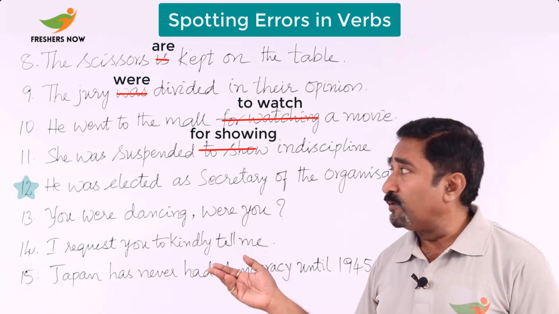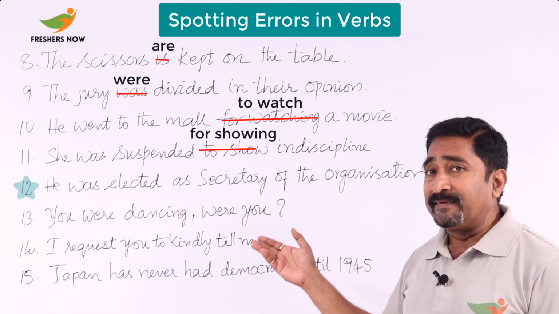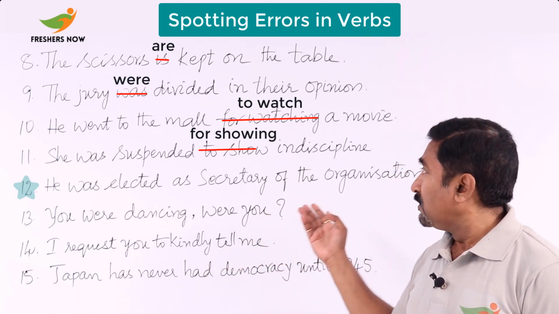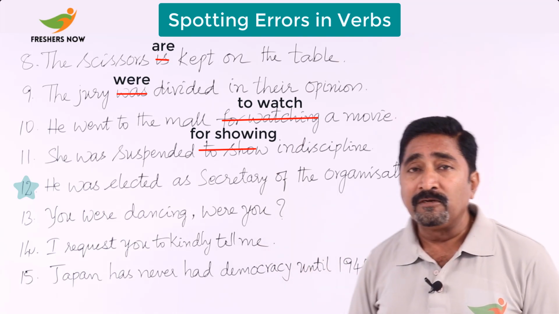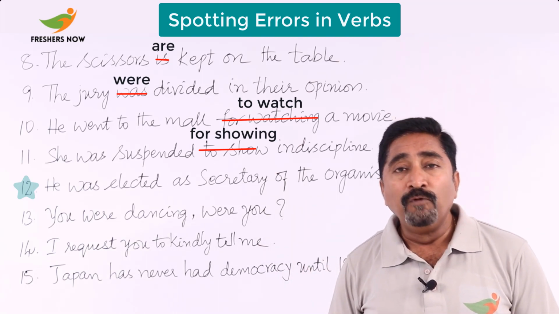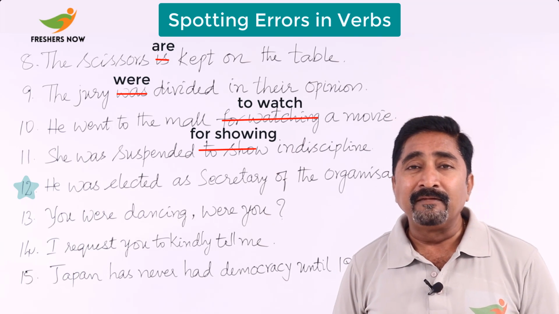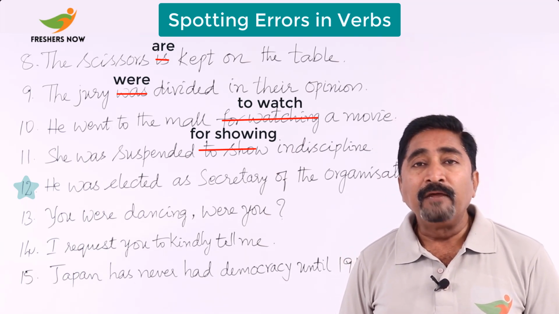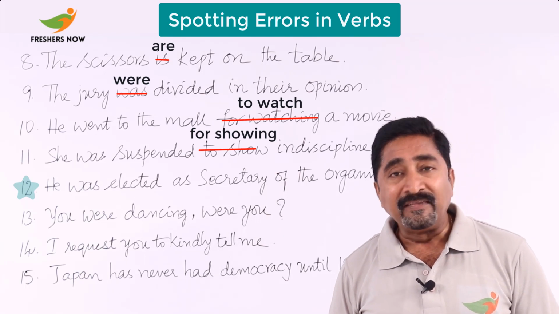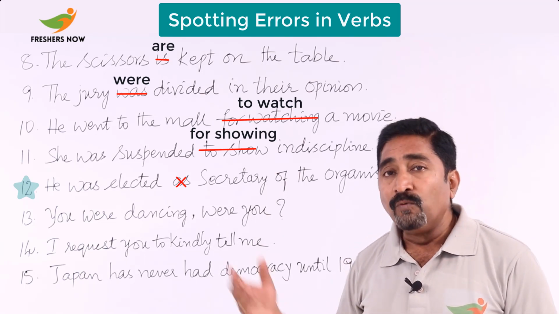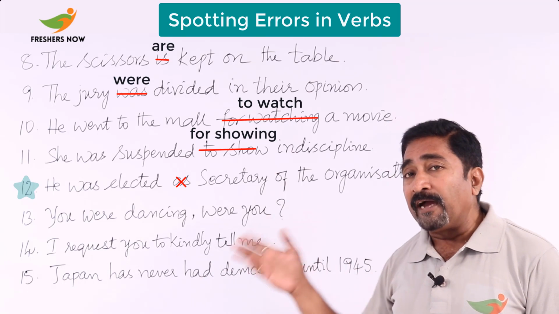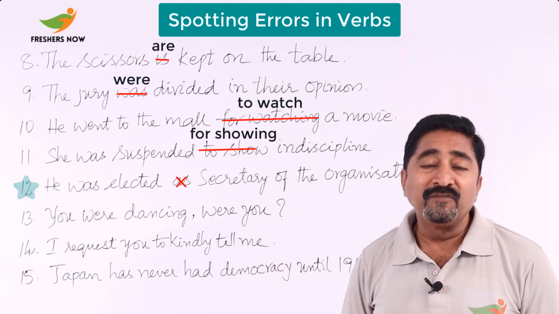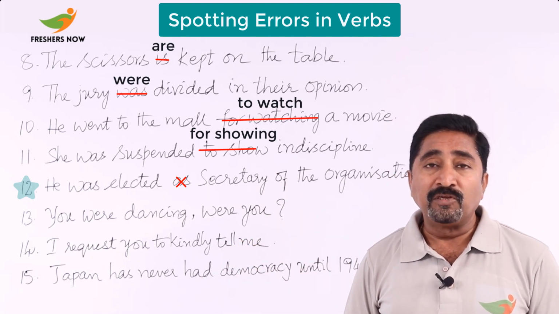And now see the next one. He was elected as secretary of the organization. Whenever it is verbs like elected, selected, nominated, never use as. So we should say that he was elected secretary of the organization.